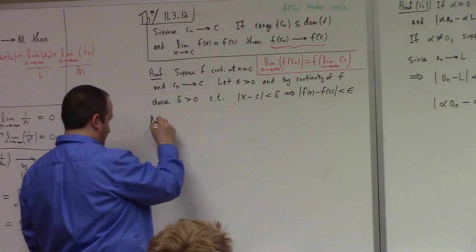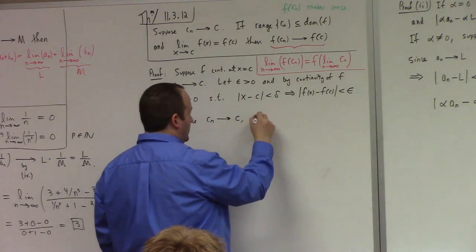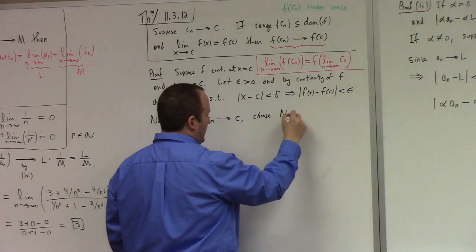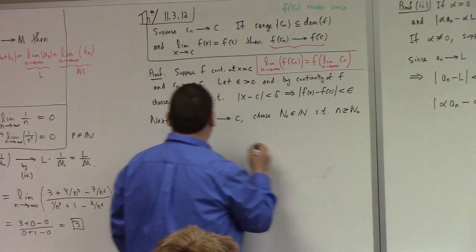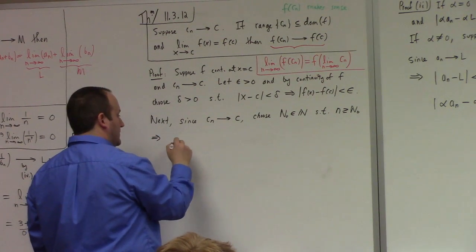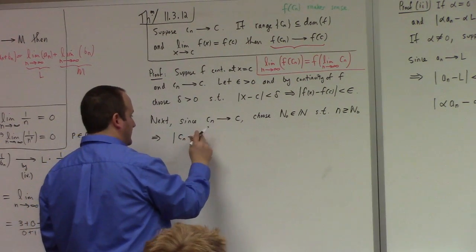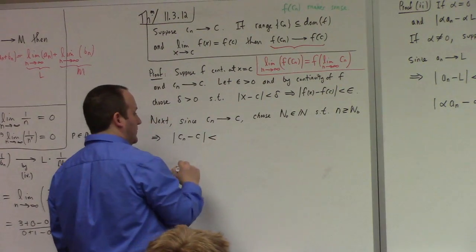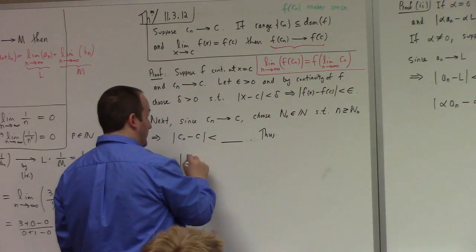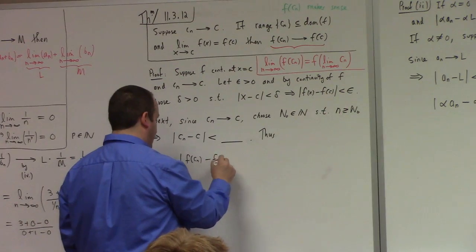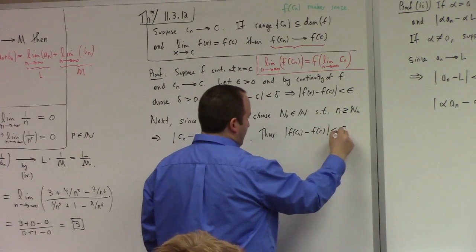Next, since Cn goes to c, choose n sub naught, an element of the natural numbers, such that n greater than or equal to n sub naught implies that the absolute value of Cn minus c is less than what? You fill in the blank. Thus, the absolute value of f of Cn minus f of c is less than epsilon, and we're done.